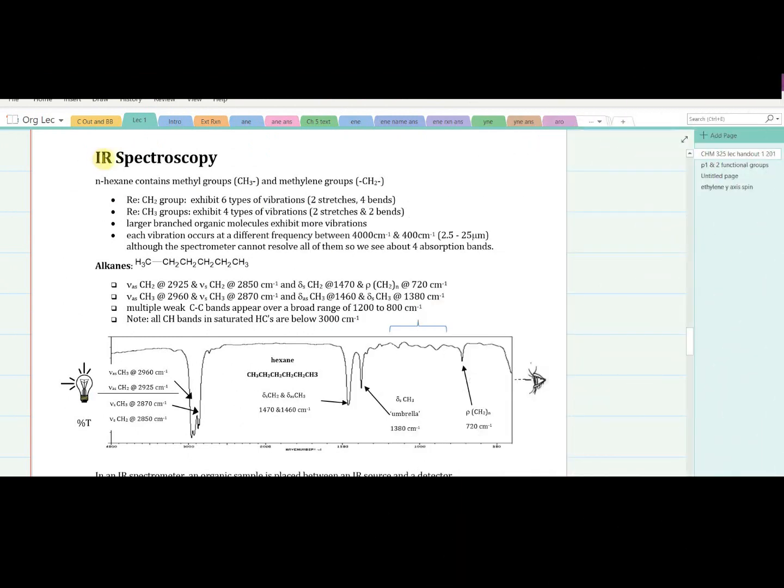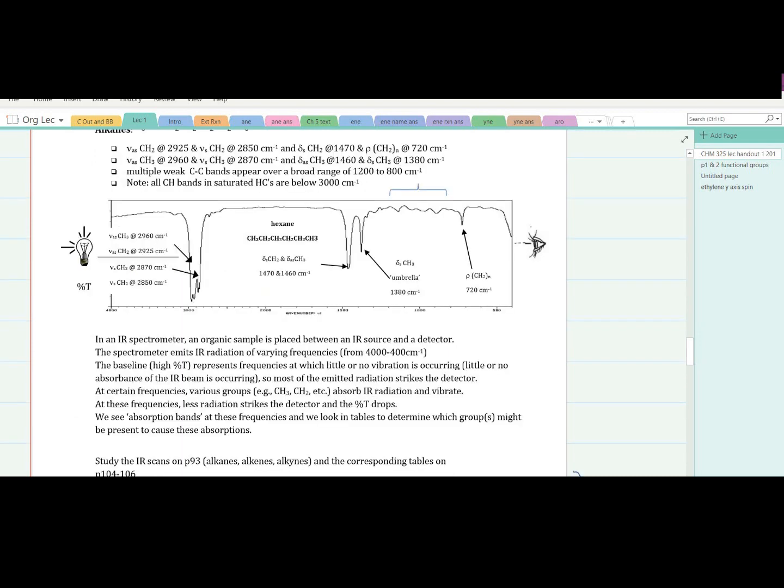Let's look at the infrared spectrum of a simple hydrocarbon, an unbranched straight chain alkane, hexane. It has 2 methyl groups on each end enclosing 4 methylene groups. Here's its spectrum. In an infrared spectrometer, an organic sample is placed between the IR source, here's the source, that would be a heat lamp basically, and a detector, here's our detector.